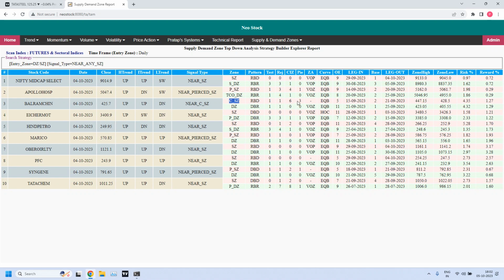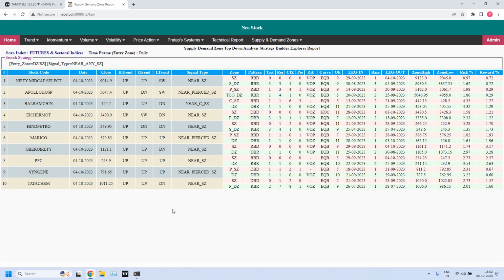But the problem is it is already pierced. So we don't trade the pierced zones. So that's why I am not looking into this stock. Supply zone, normal supply zone, pierced supply zone, supply zone, supply zone. So we don't have any high liquidity supply zones in yesterday's report.